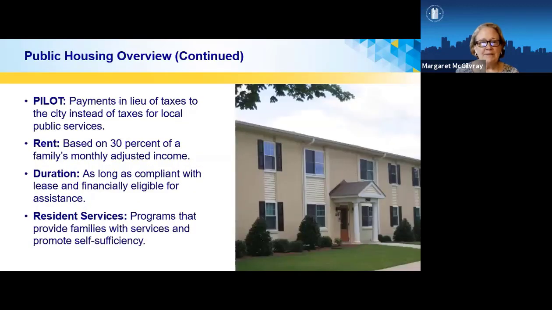Rent is actually referred to as the total tenant payment, or TTP, in this program, and it's based on a family's gross adjusted annual income, less some deductions such as medical and some other things. Generally speaking, it's based on 30% of the family's adjusted income. There's also something called a minimum rent, which is set at $25 or higher, and that is established by the PHA itself.